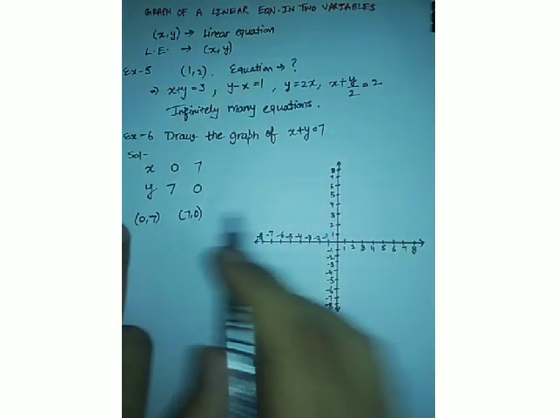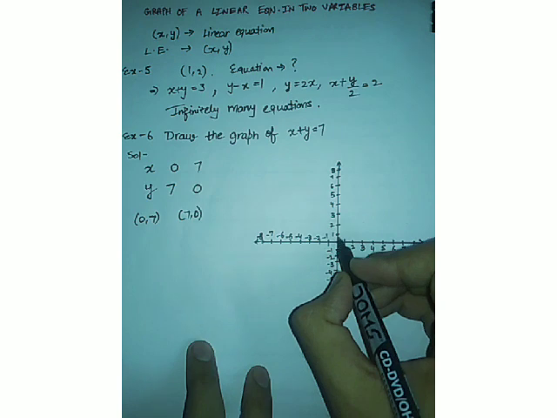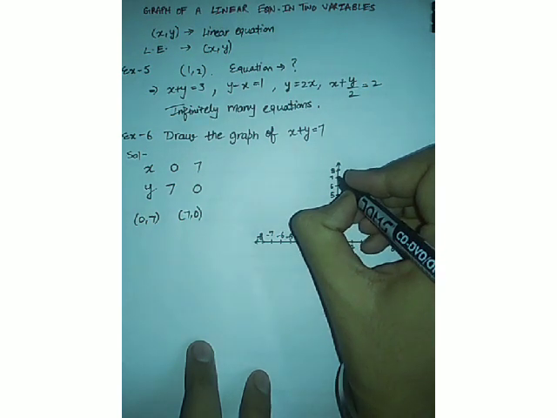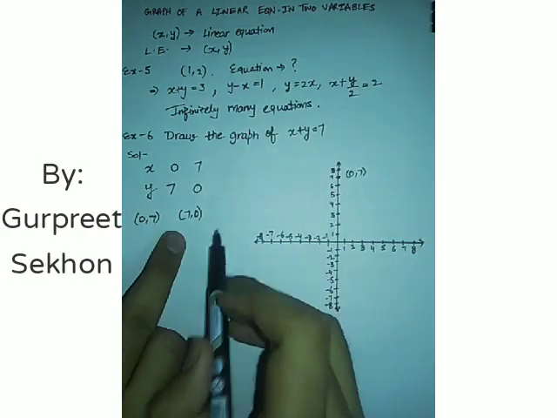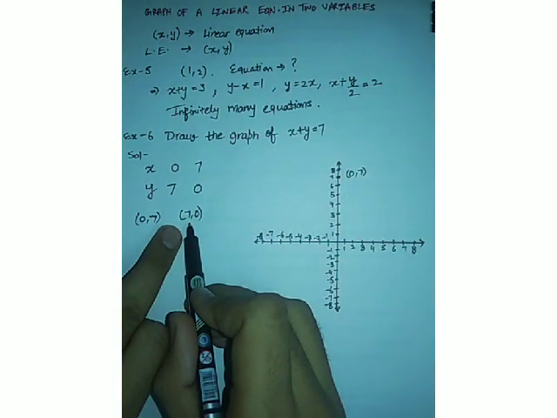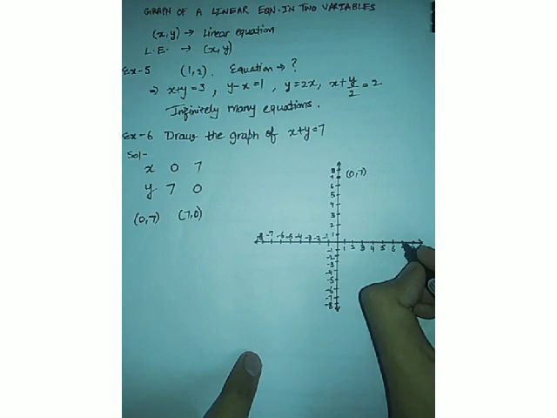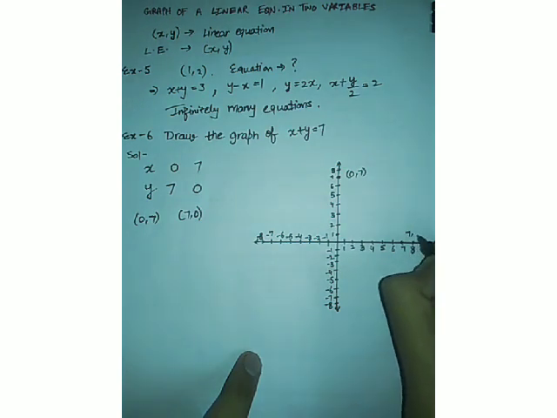Plot the point (0, 7). What is x? 0. But what is y? It's 7. So the point is (0, 7). What is x? That is 7. And what is y? That is 0. So the point is (7, 0).